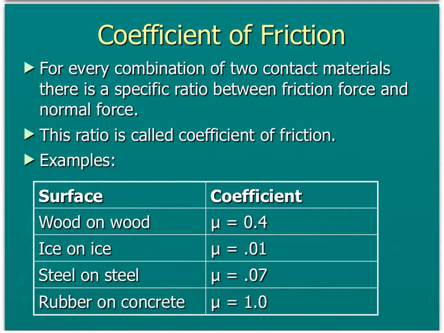For example, rubber on concrete is going to have a coefficient of friction of 1.0. Now you'll notice that it's represented by this little funny looking U. That's actually the Greek letter mu. Okay? So we'll use that to represent our coefficient of friction.